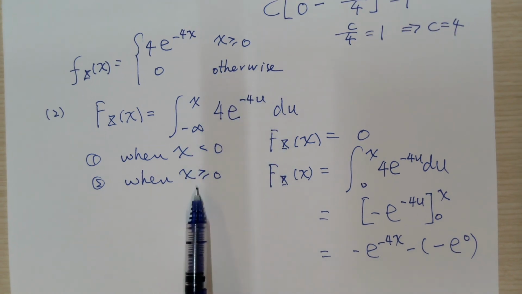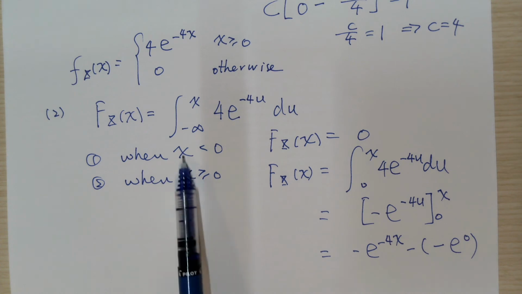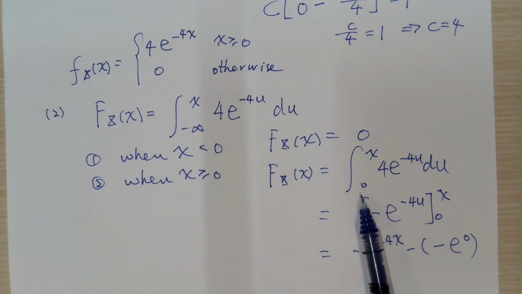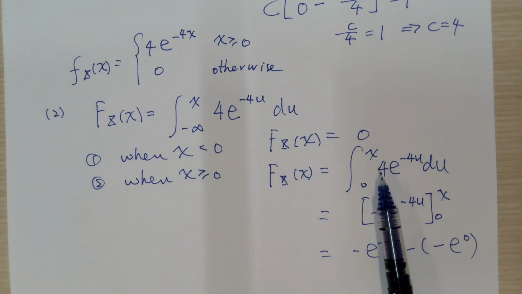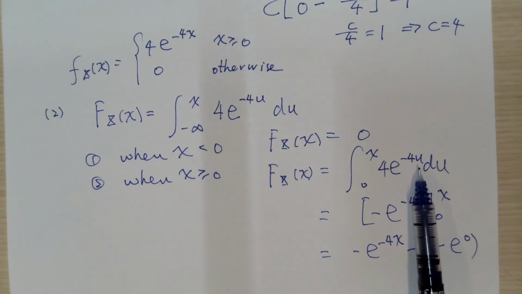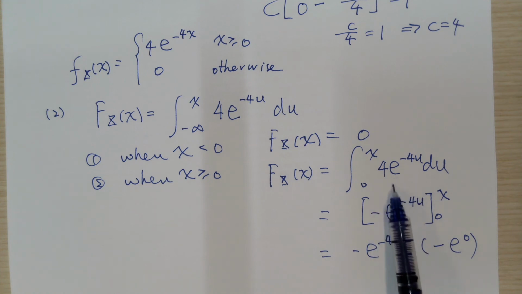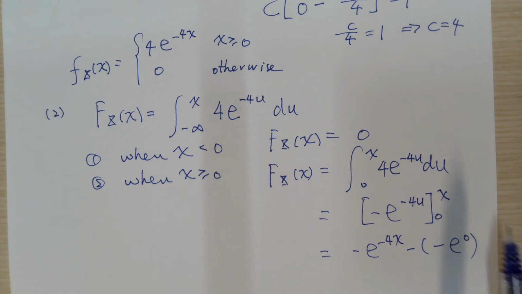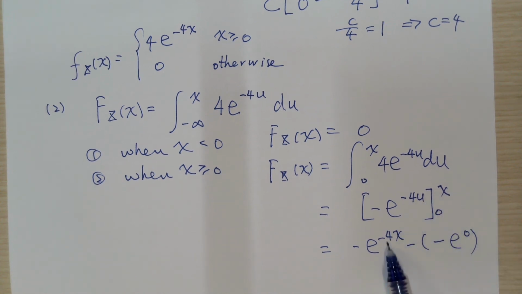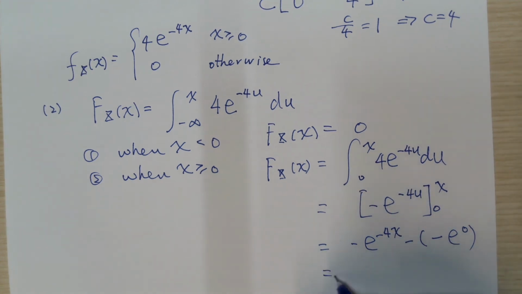Only when x is greater than or equal to 0, this integral is going to become the integral from 0 to x of 4 times e to the power negative 4u du. The integral of this piece is negative e to the power negative 4u, evaluated from 0 to x. So just plug in x minus plug in 0. Turns out this part is negative 1, and there is another negative, so that gives us 1 minus e to the power negative 4x.